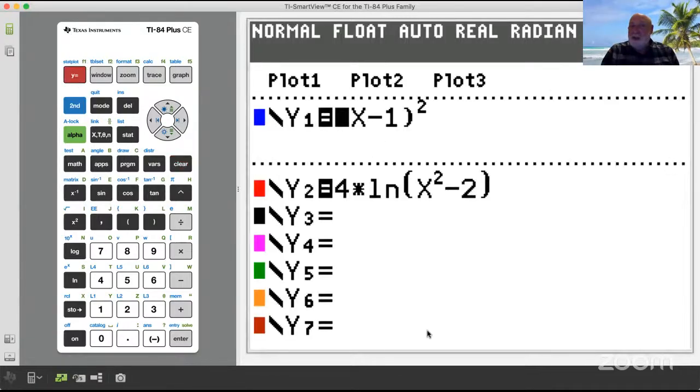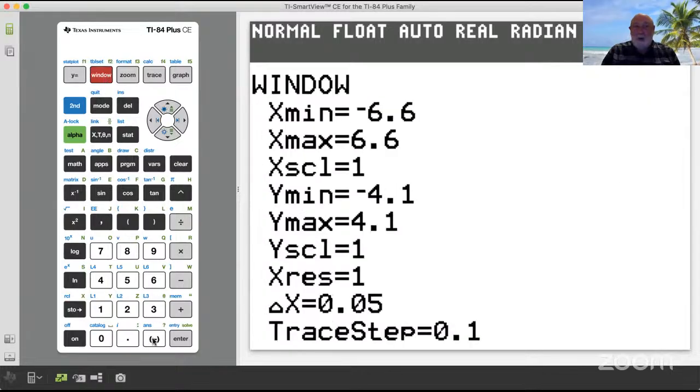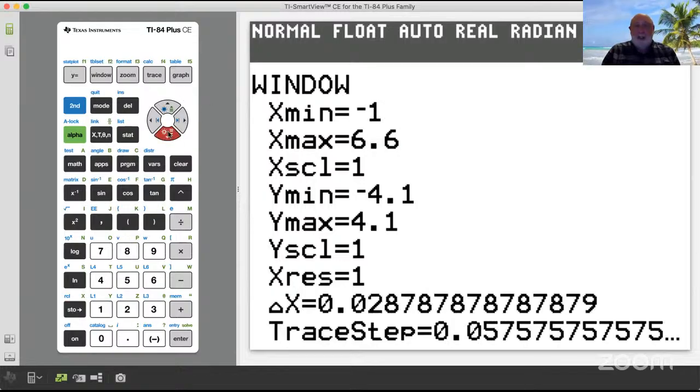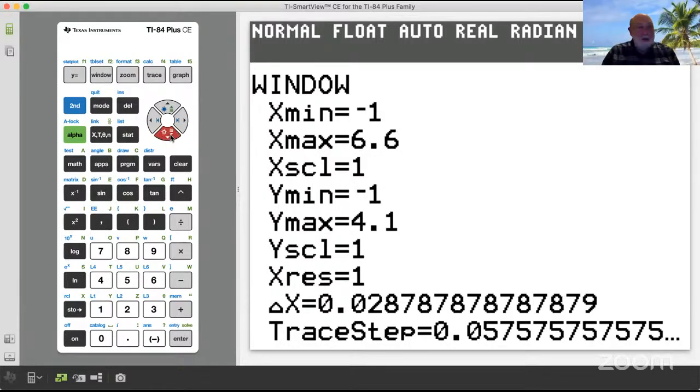In the interest of time, I went ahead and entered those two functions that Steve had. And if we wanted to graph those, let me take a hint from Steve. I think the window might work well here. I'll go from -1 to, well, 6.6 is probably fine. Yeah. I'll go from -1 on the Y up to about, how about 15?